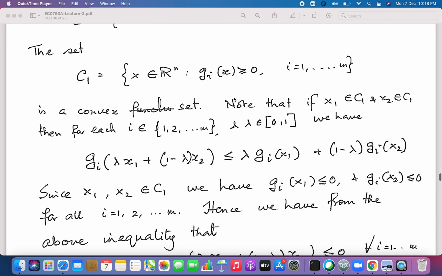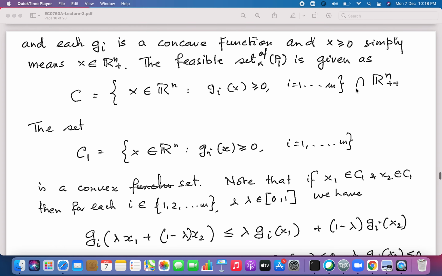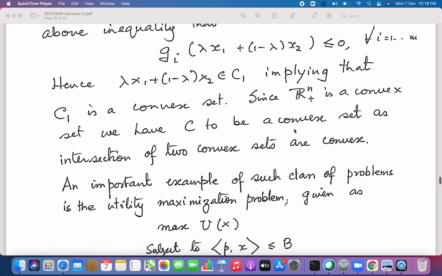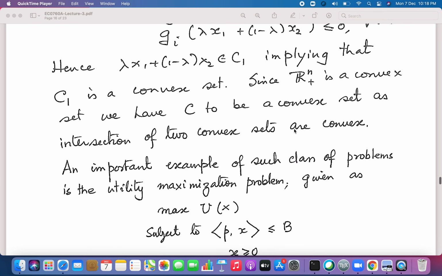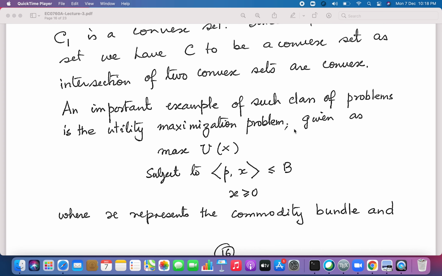So because this is a convex set and Rn plus is a convex set, the intersection of two convex sets is convex, so this is convex. So you know the utility maximization problem.